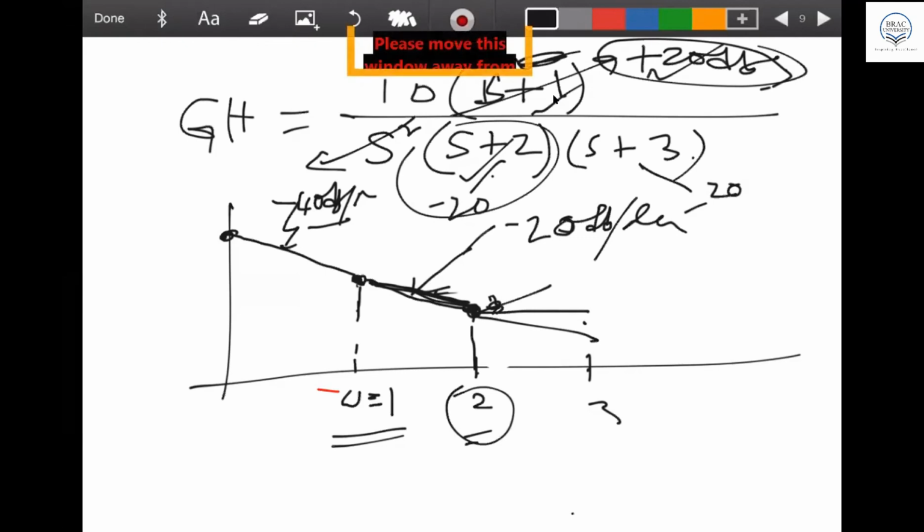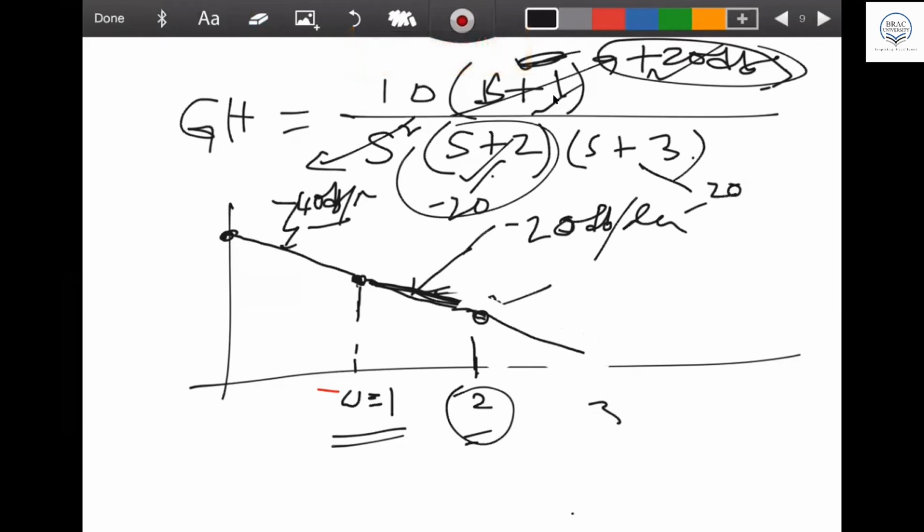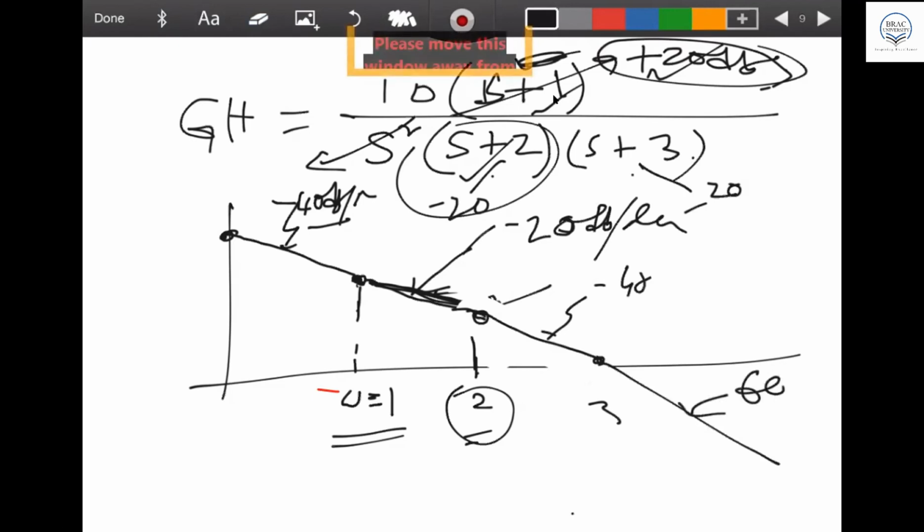So downwards. Okay, downward. If it is downward, then what will be the slope? Minus 40. Good. Minus 40. And here minus 40. Okay, so it is minus 40. Like that way you have to go. And after that another minus 20 is coming, so it will be minus 60. After that it will be minus 60. Right? Yes, sir. So this is the way you have to go for it.